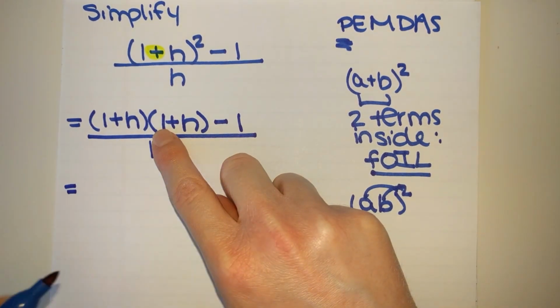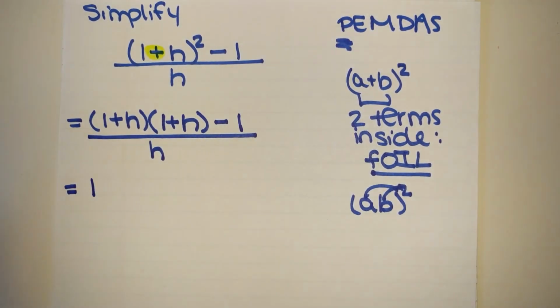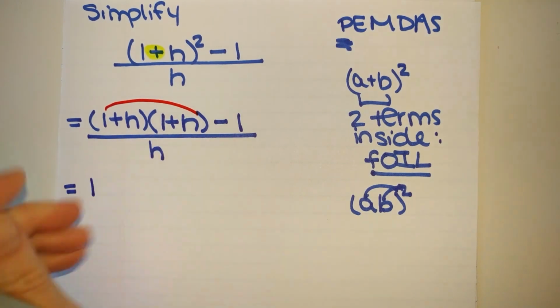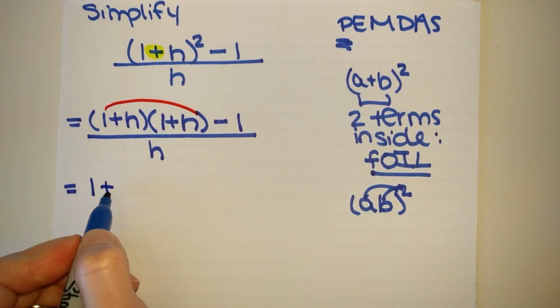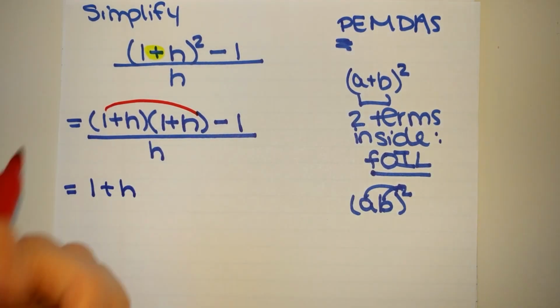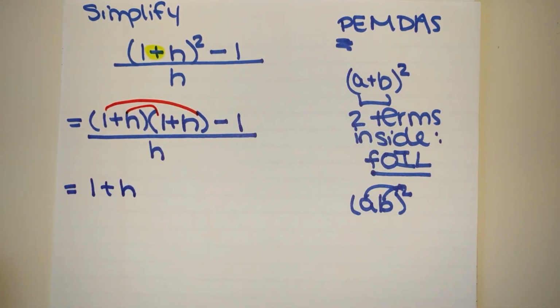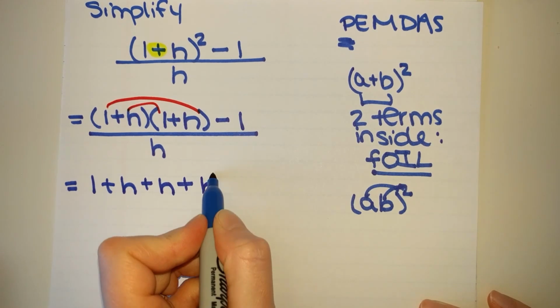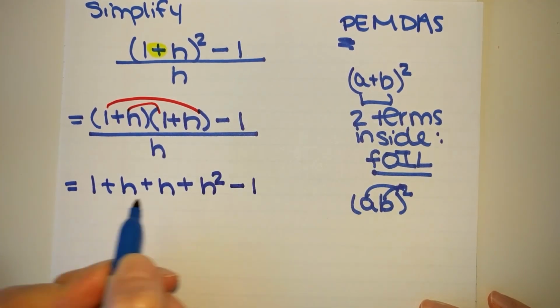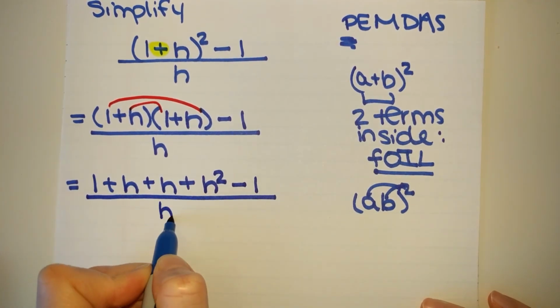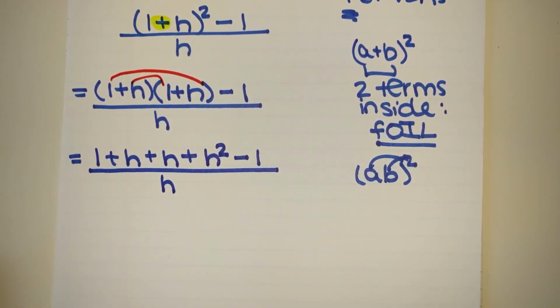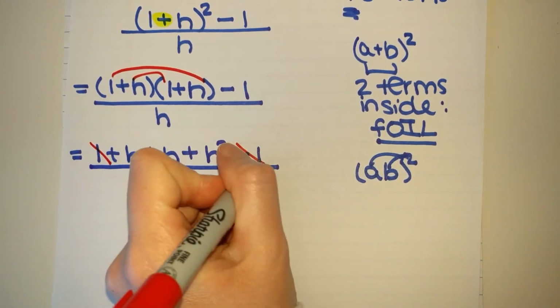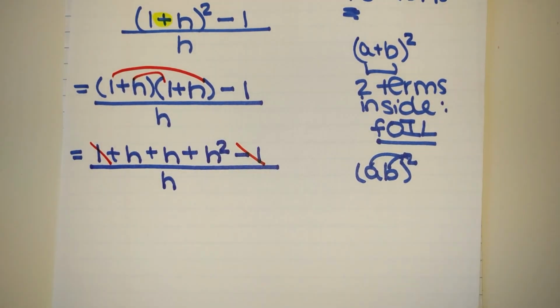So the first 2 multiplied together give us 1. The outer will give us a 1 times h, so just plus h. The inner will give us an h times 1, so just another h, plus the last 2 multiplied together give us h squared minus 1 all over h. All right, so if we then combine our like terms, we see that this positive 1, negative 1 will cross out, they'll go to 0.